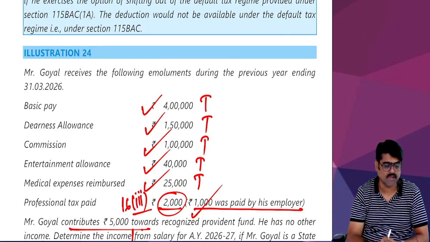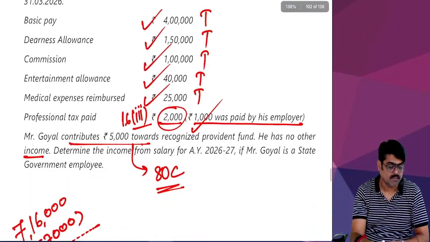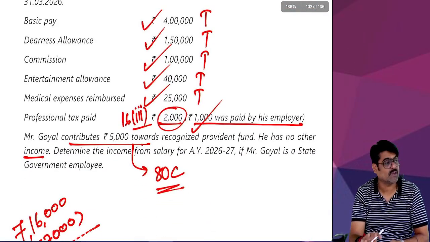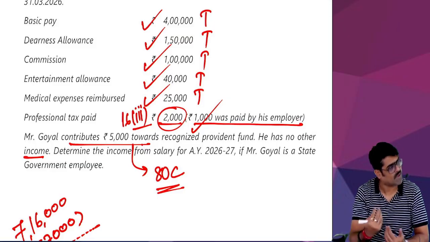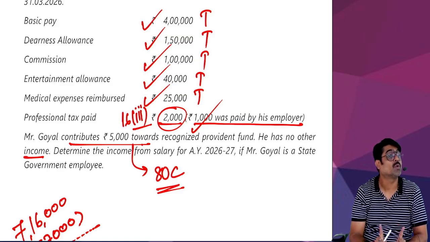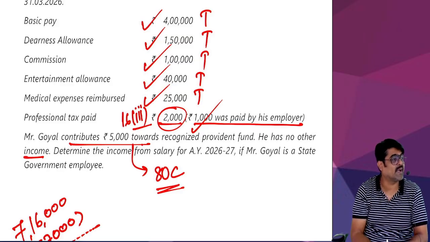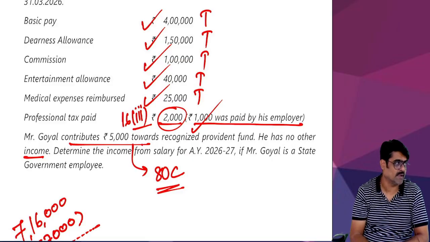Now, if you follow 115BAC, see, there will be no change in taxability of any amount. Basic will be taxable, dearness allowance will be taxable, commission, entertainment allowance, medical expenses, everything, professional tax paid by the employer, 1,000 rupees, everything will be taxable. Yes or no? There will be no change, so your gross taxable salary will be 7,16,000 only. Yes or no?